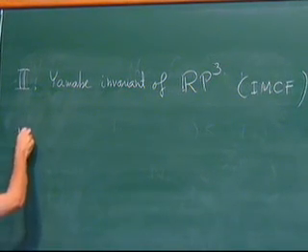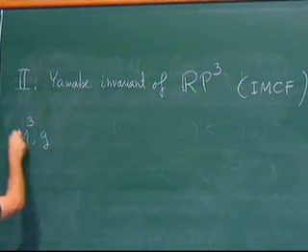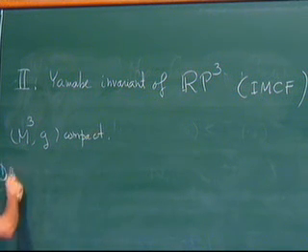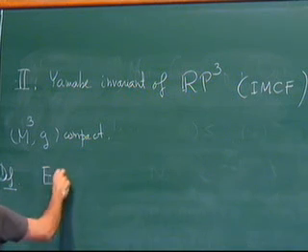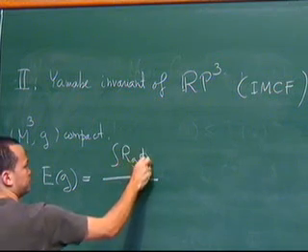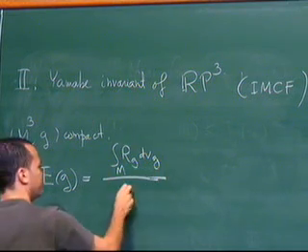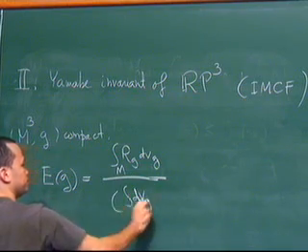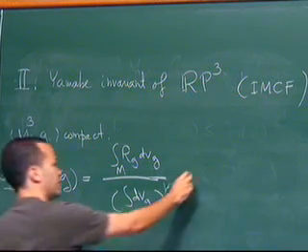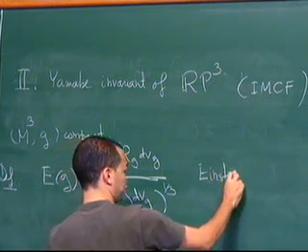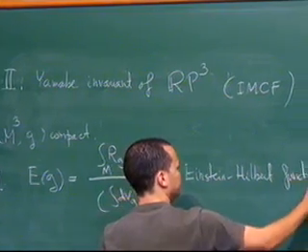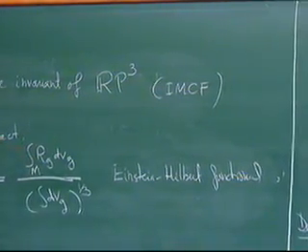So what we want to consider is a three-dimensional manifold with a metric G, let's say compact. Then one defines the energy of G as the integral of the scalar curvature of G over M divided by the volume. In this case, since we are in dimension 3, it is the volume to the power 1/3. This is the Einstein-Hilbert functional. So that's the functional that plays a key role in what I'm going to talk about.